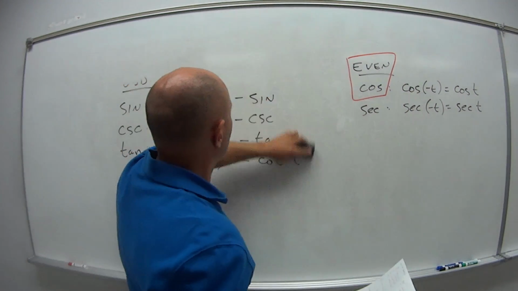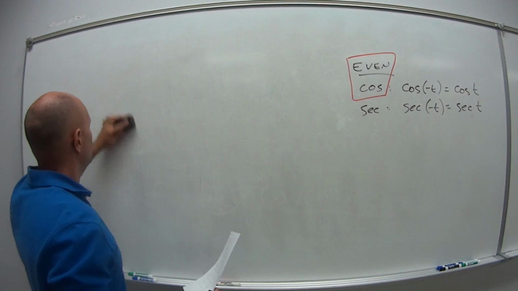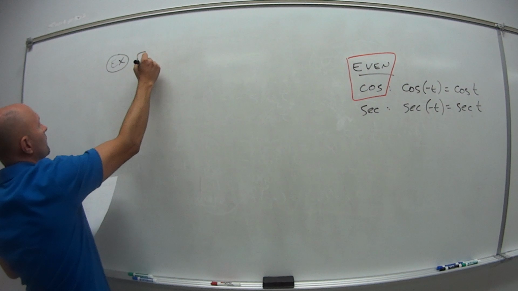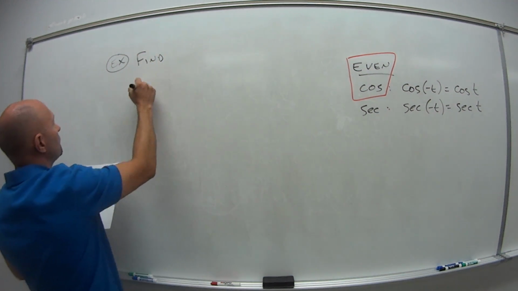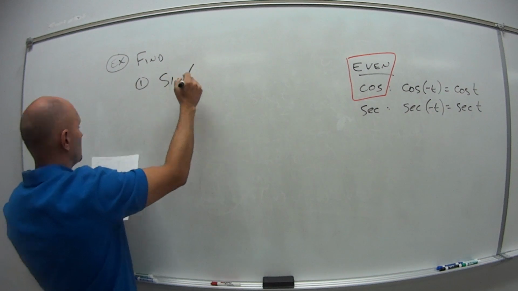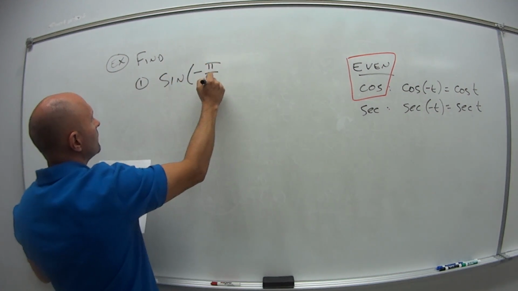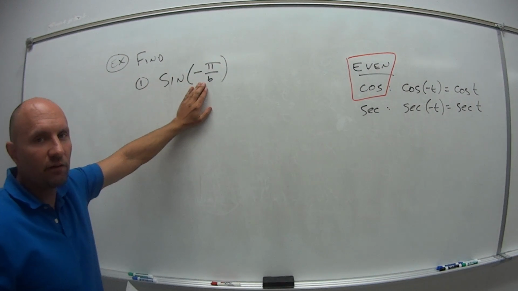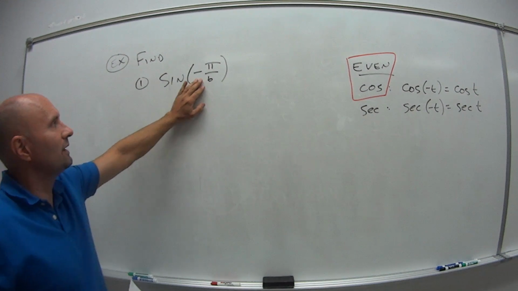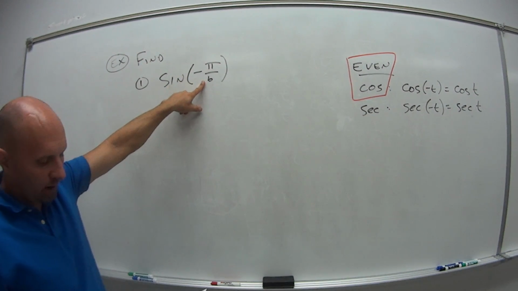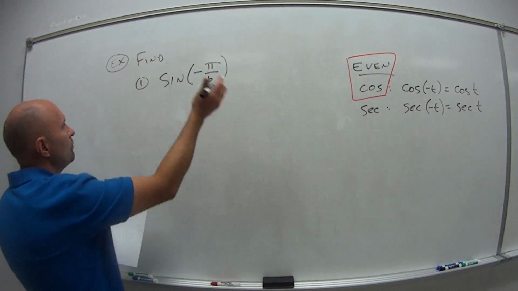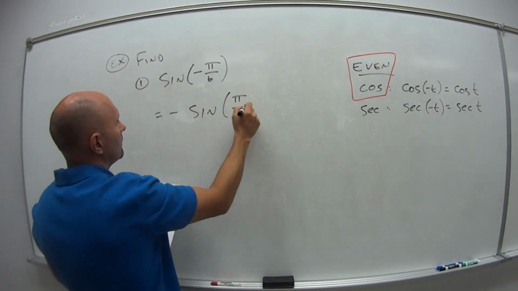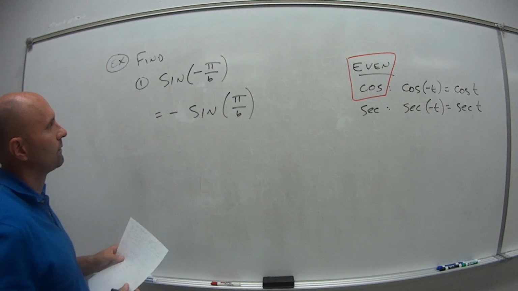So let's look at a quick example of this property. Let's say I want to find, the first one is sine of negative pi over 6. I have this negative inside. I need to use my even odd properties to get rid of it because I don't know this minus pi over 6. So what I can do is move it out. This is the same as negative sine of pi over 6.